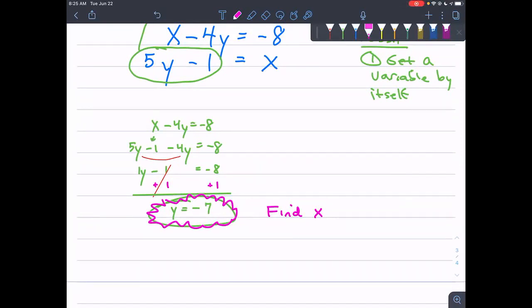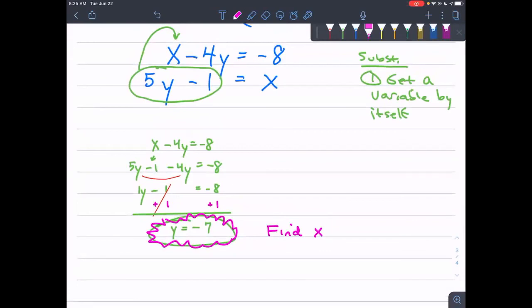Well, since we're looking for x, we want an equation that says x equals something. I may need to come around and explain this a little bit when you guys are working on it, but we need to find x. You've got two equations at the start that we could look at, but only one of them tells us x is equal to this. And it's a little bit backwards, but you could say 5y minus 1 equals x. And then all you've got to do is plug in the -7 where the y is, and you'll have x equals whatever's on the left.